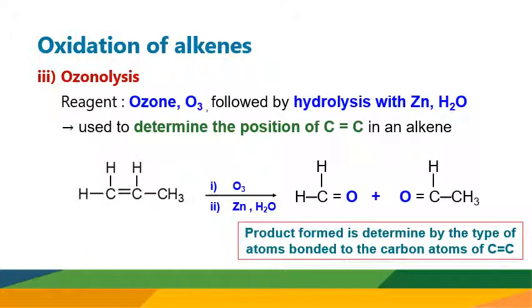Alkenes also undergo ozonolysis. The reagent used in this reaction is ozone followed by hydrolysis with zinc in H2O. This reaction is used to determine the position of the carbon-carbon double bond in an alkene. For example, when we have a propene react with ozone followed by hydrolysis, we will produce a carbonyl compound.